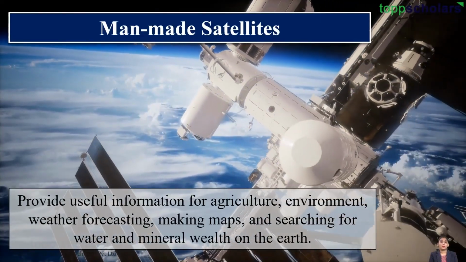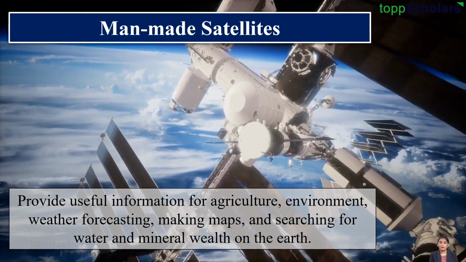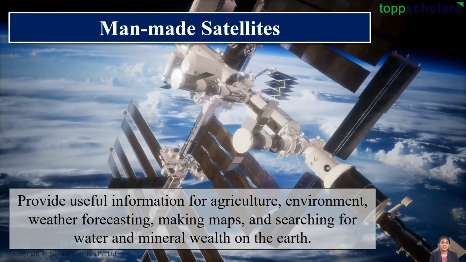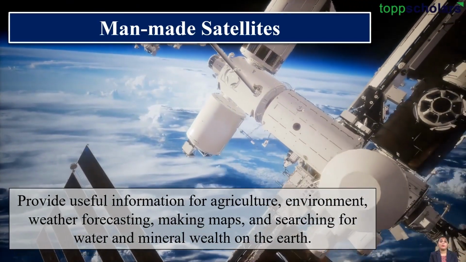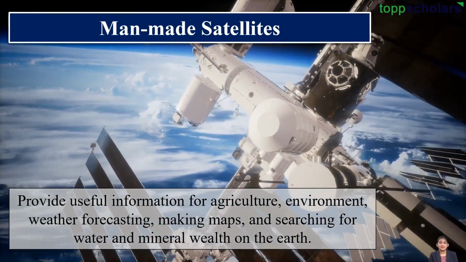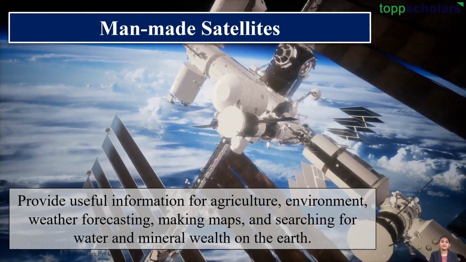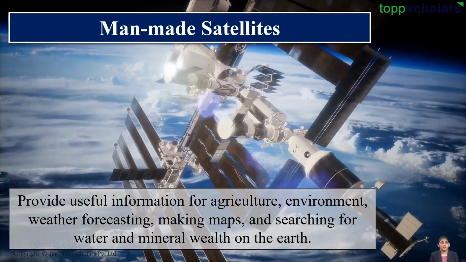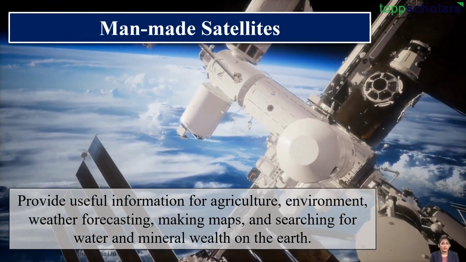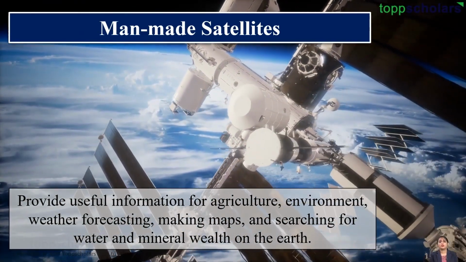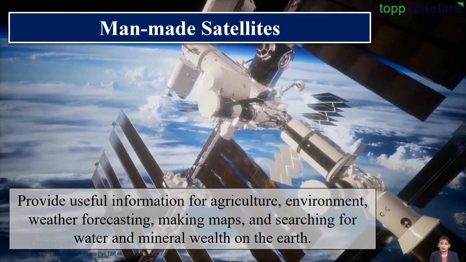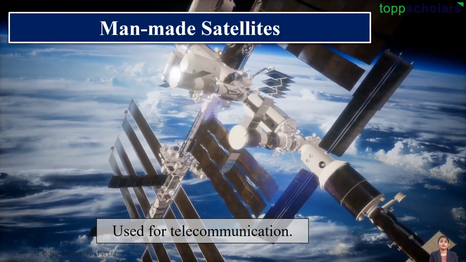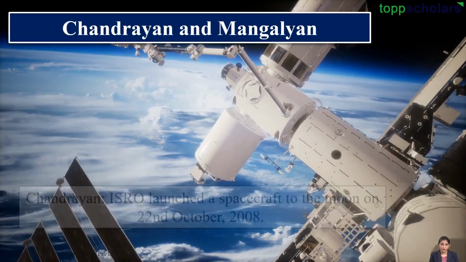Now let's talk about some man-made satellites. The moon is a natural satellite of the Earth, and man-made satellites are satellites which are made by human beings and sent into space for gathering some useful information. Information relating to weather, relating to environment, or for searching water and mineral wealth on the Earth, or for some agricultural purposes. In fact, satellites are also used for telecommunication purposes.